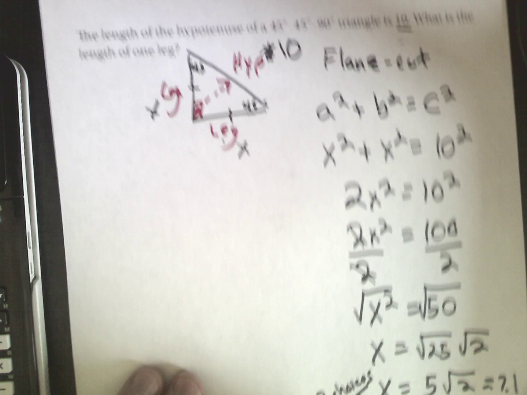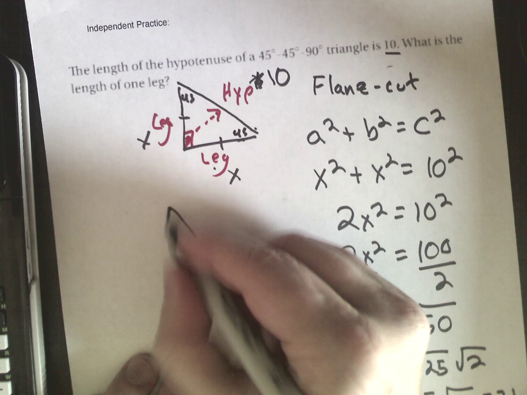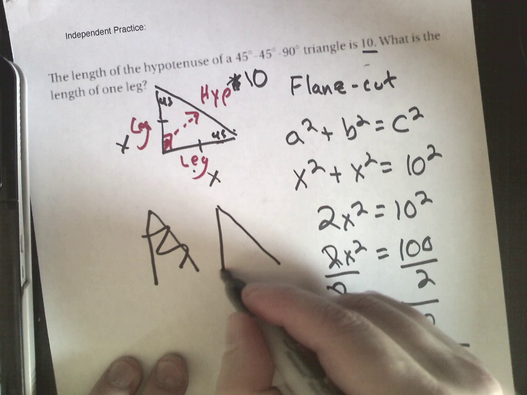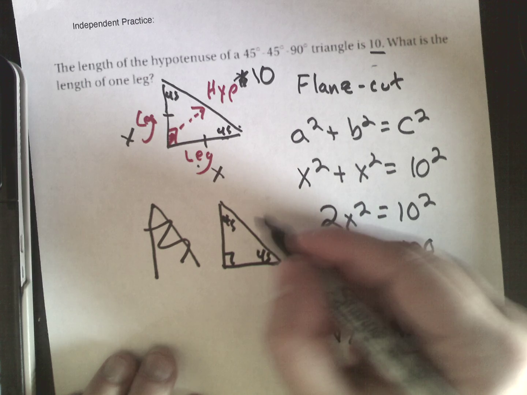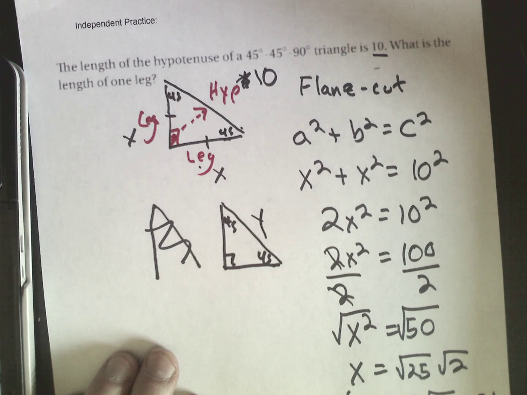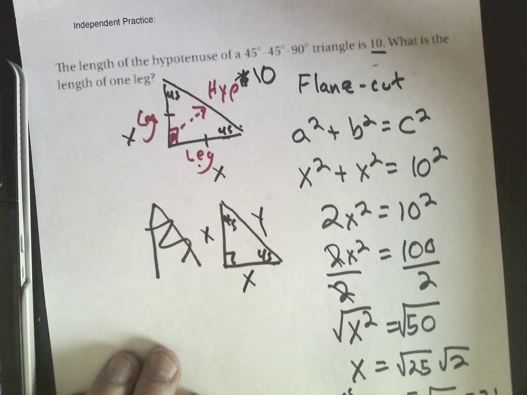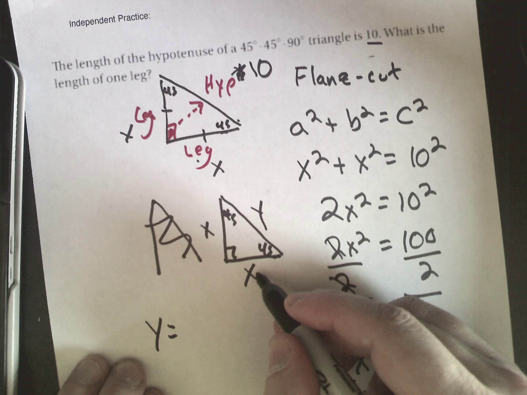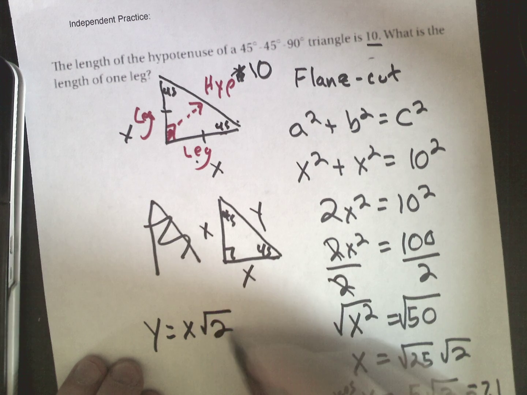Okay, so here's the shortcut. If I call the hypotenuse, in this case, y, and I want to find the legs of my isosceles 45, 45, 90 triangle, I'll call this x and this x. We knew previously that y is equal to x times the square root of 2. That was from the group practice.